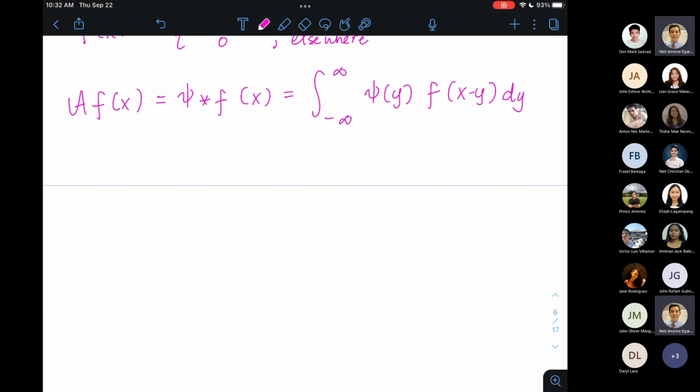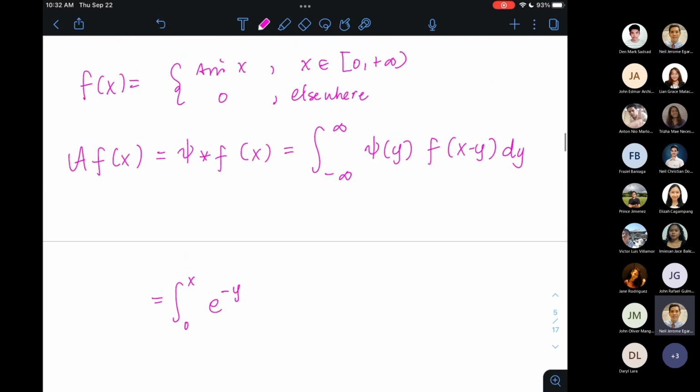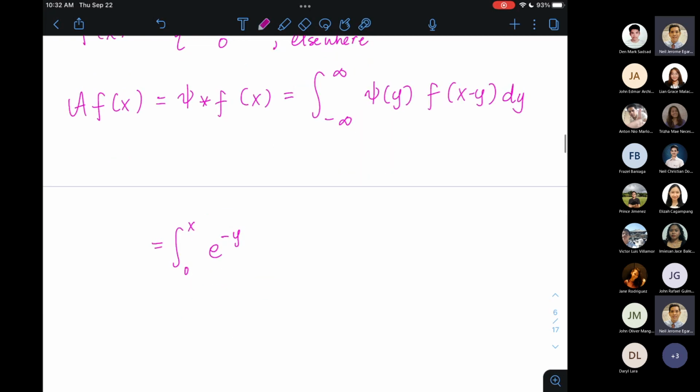But since by the remark in the module, if the functions are supported on 0 to positive infinity, you can get rid of the improper integrals and instead you integrate just on 0 to x. Tapos ano si psi of y? Si psi of y ay e to the negative y. Kasi psi of y siya. So, e to the negative y times sine ng x minus y dy.